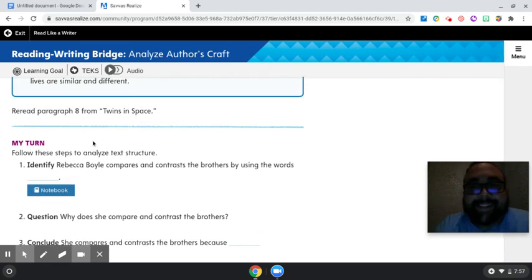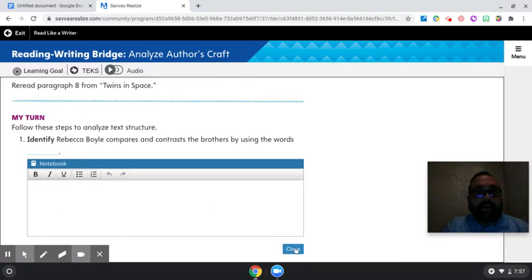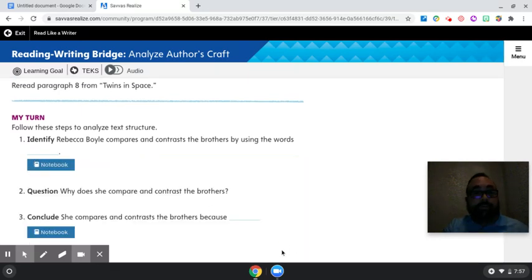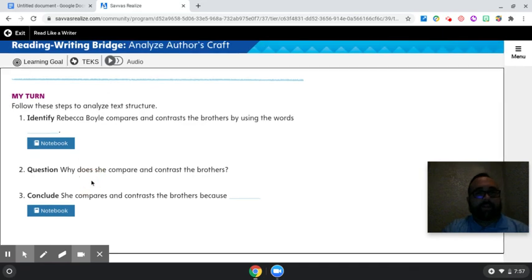Okay, so now you're going to reread paragraph 8 from Twins in Space. I will reassign this. This is part of your assignment. So identify Rebecca Boyle's comparison and contrast of the brothers by using the words, and you will put those words here. So think about the words that she's using to compare and contrast. We talked about 4 of them. Okay. 2, question. Why does she compare and contrast the brothers?